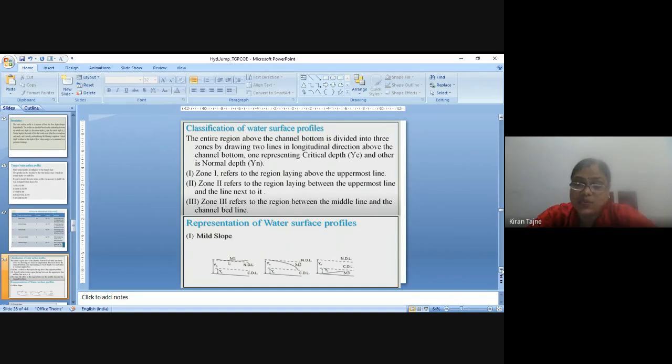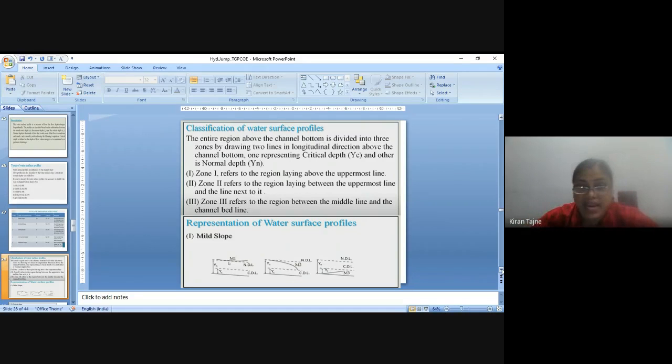For case 1, Y is above the normal depth line. So Y is greater than YN, which is greater than YC. So this M1 shows the mild slope for this first condition.